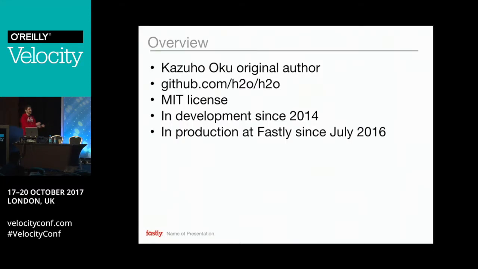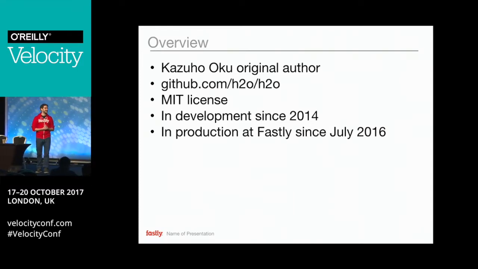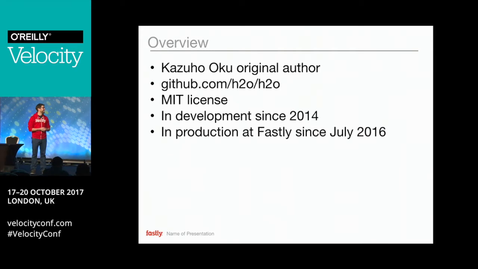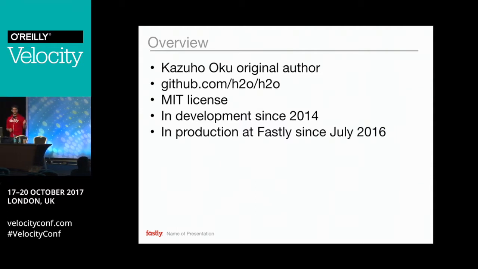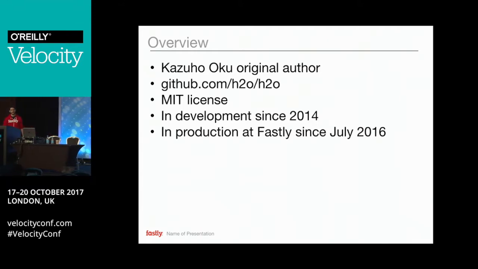The address on GitHub is h2o/h2o. There's another H2O, which is an artificial intelligence project, so we get bug reports that I don't understand from time to time. It's a fairly open license, an MIT license, and it's been developed since 2014, and we have been using it in production since mid 2016. And I think I've mentioned that, but around 25% of our traffic is HTTP2.